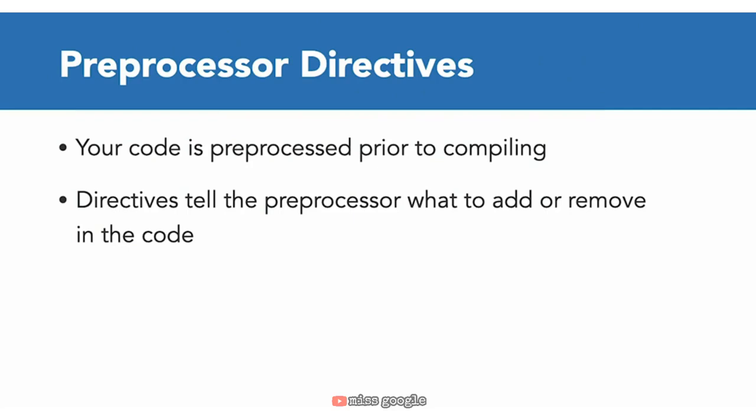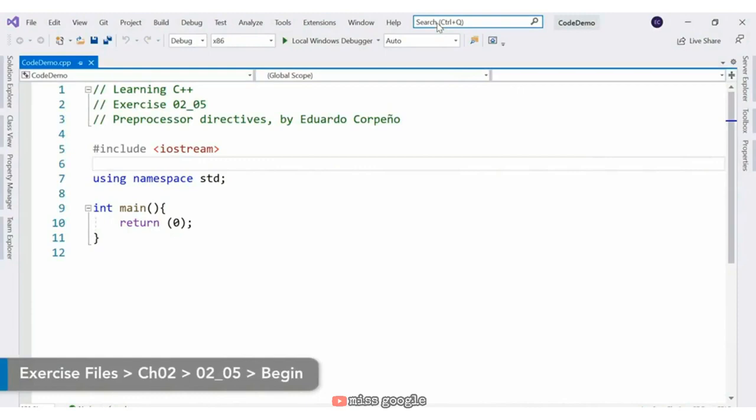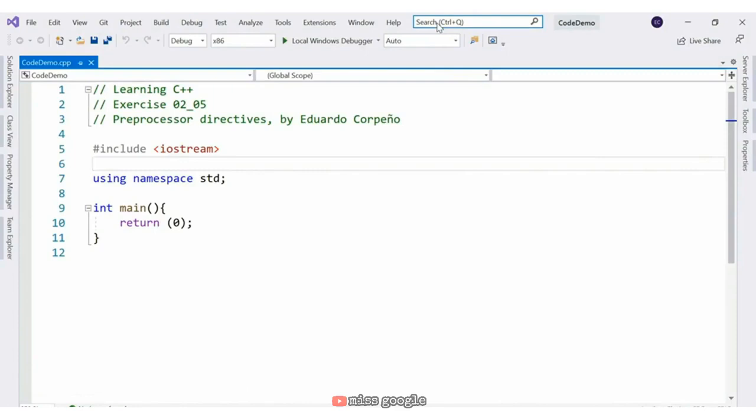These directives, like include, define, and ifdef, are useful for using libraries, defining constants, and selecting blocks of code for different compiling scenarios. So let's see some popular directives. First off, all directives start with the number or pound character and occupy one line each. There's actually one directive I've been using in all the exercises you've seen so far. That's the include directive. This one is used to insert the referenced file into your code, replacing the directive line. Yes, the whole code in that file.